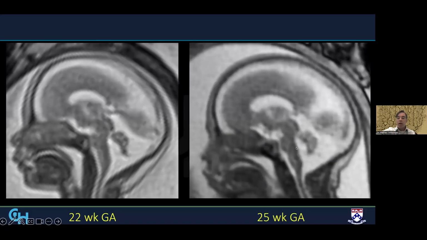So we had this patient follow up to see what's happening here, and you can see indeed the tegmentovermian angle has now decreased. We can see a sharper recess.